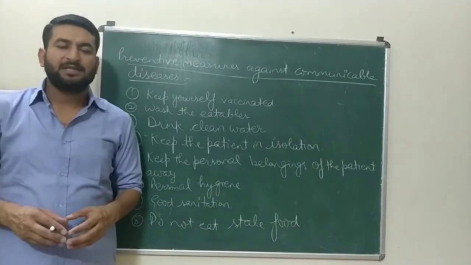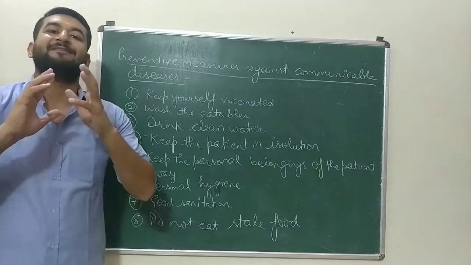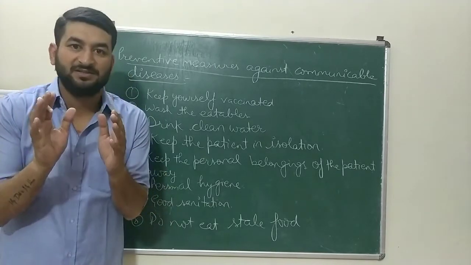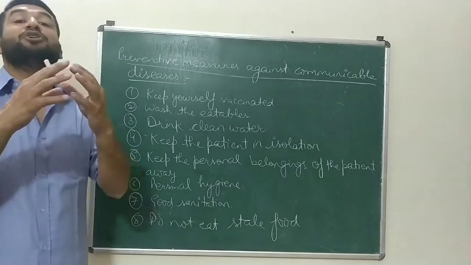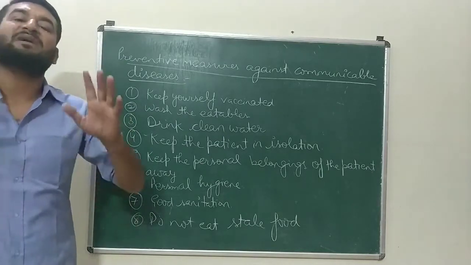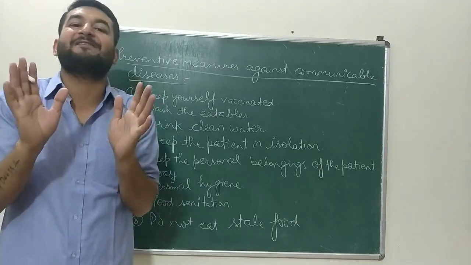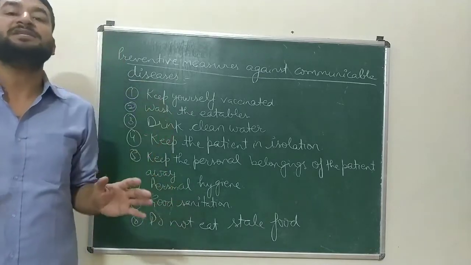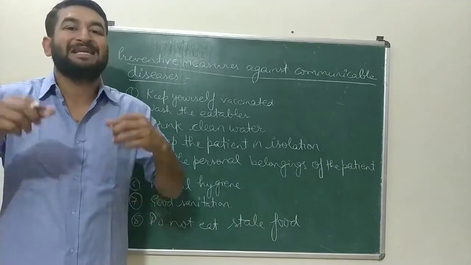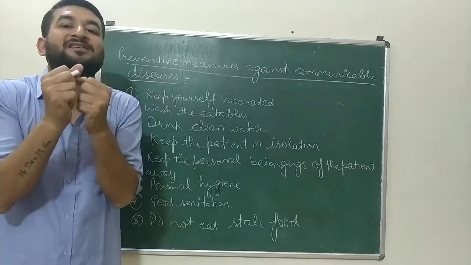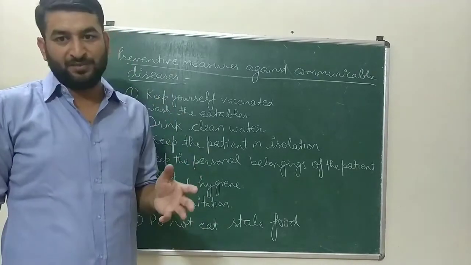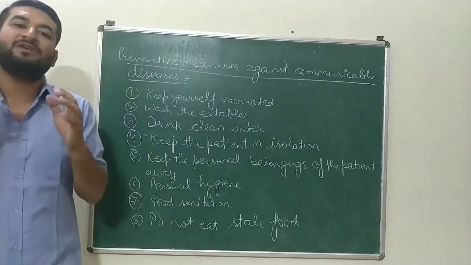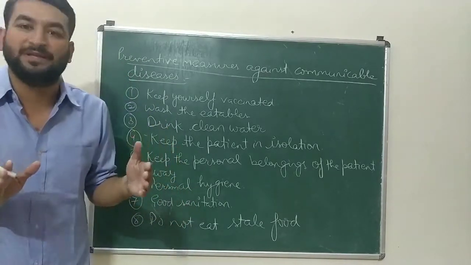Now we discuss the preventive measures against various communicable diseases especially. How can we prevent ourselves from communicable diseases? First of all, we must get the essential vaccines. Vaccines boost our immunity, and by that immunity we can resist a disease and fight against a particular disease. So, for the immunity boost, we must be vaccinated properly.